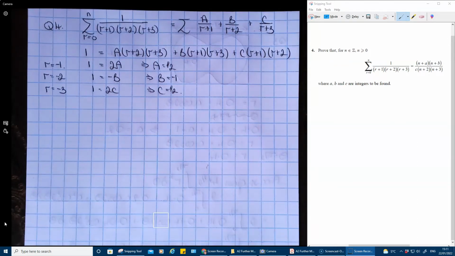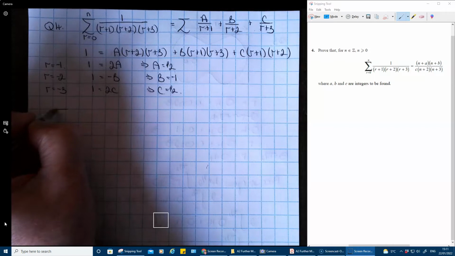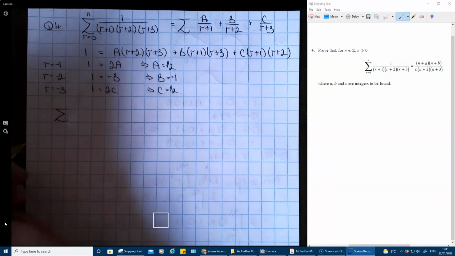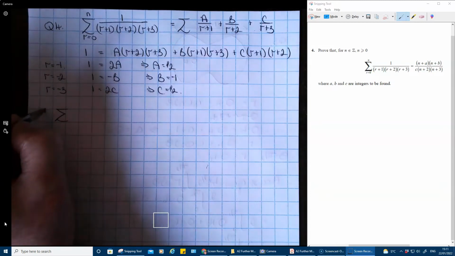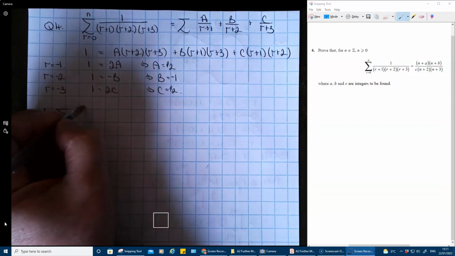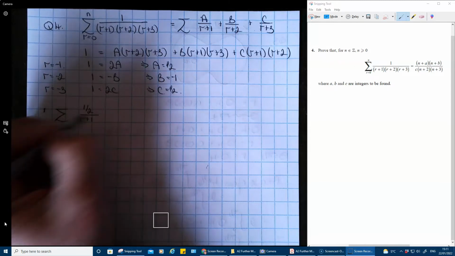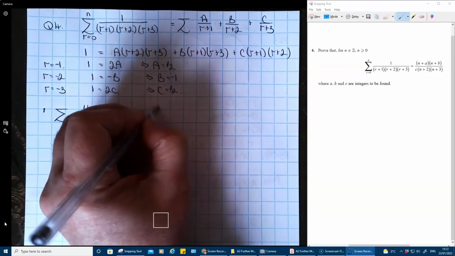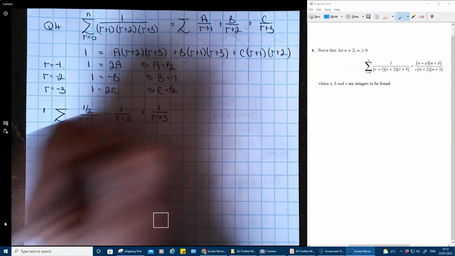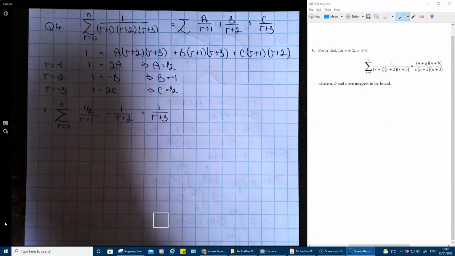Okay, so what I'm looking for then is, in effect, this summation. I'll do a half of 1 over r plus 1, take away 1 over r plus 2, plus a half of 1 over r plus 3, and we're going from r equals 0 to n.